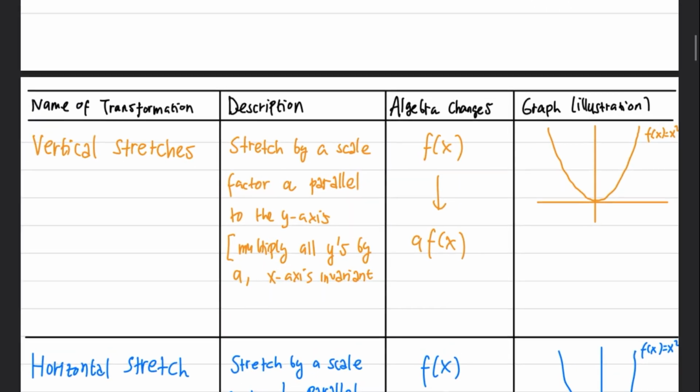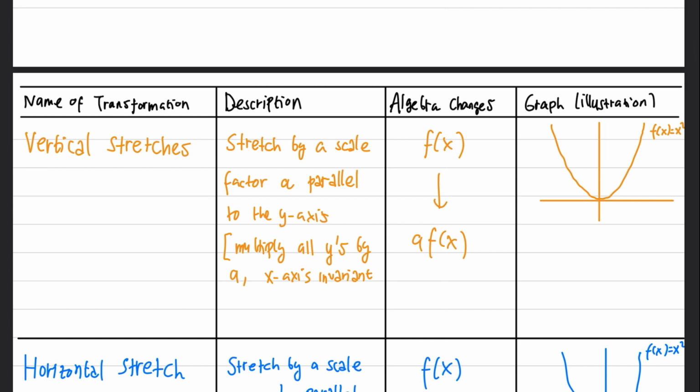The fifth one, we have vertical stretches, where we stretch by a scale factor a parallel to the y-axis because it's vertical stretches. Or we can say we multiply all the y's by a. We keep the x the same, or we call it x-axis invariant. The algebra changes from f(x) to a times f(x), which means that we multiply all our y or f(x) by a. So this is the graph.